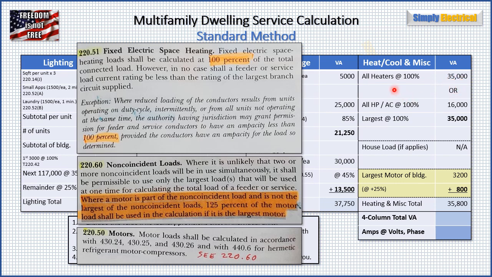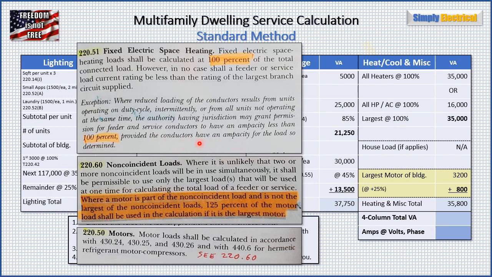Okay, and then we have an exception here. It says where reduced loading of the conductors results from units operating on duty cycle intermittently or from all units not operating at the same time, the authority having jurisdiction may grant permission for feeder and service conductors to have an ampacity less than 100%, provided the conductors have an ampacity for the load so determined.